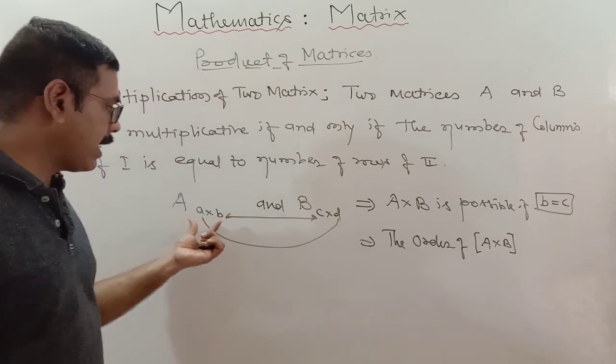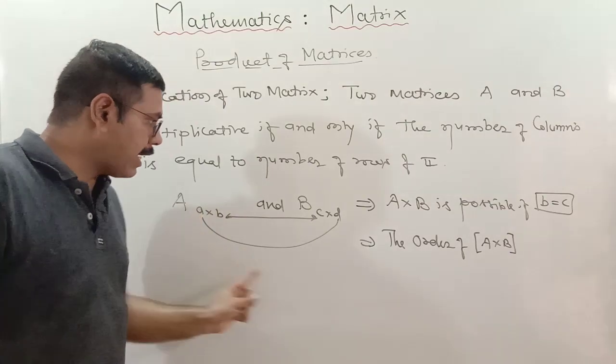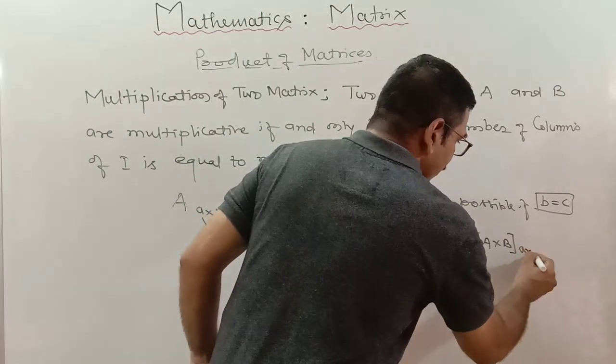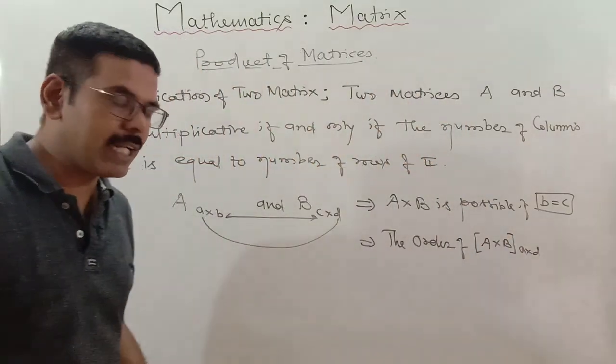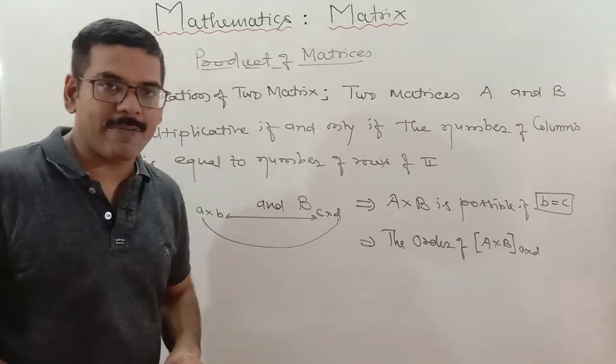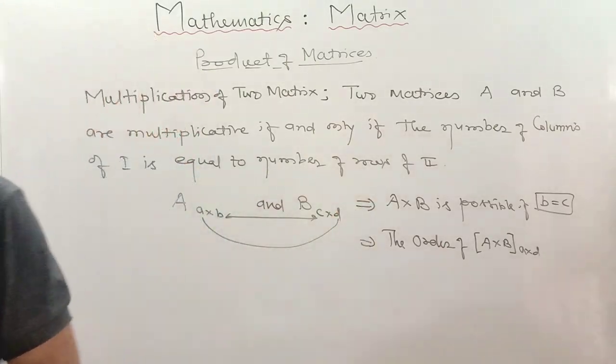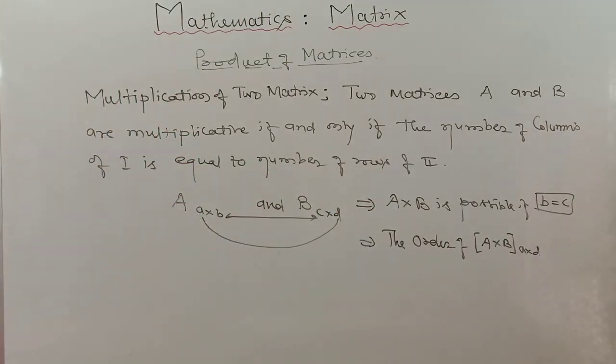This will be the order of the matrix. Is it clear? A cross B, C cross D. A cross D will be the order of the new matrix. Is it clear? And B and C should be equal. Understood? Please note down this fast. Then after we'll see the product of the two matrices.